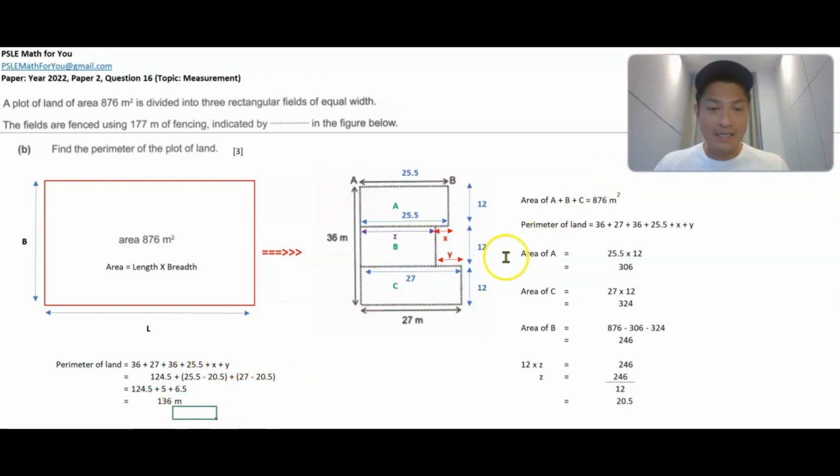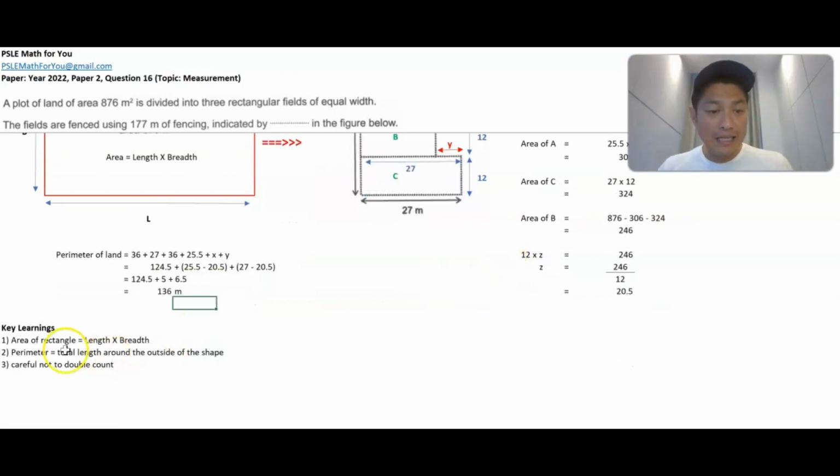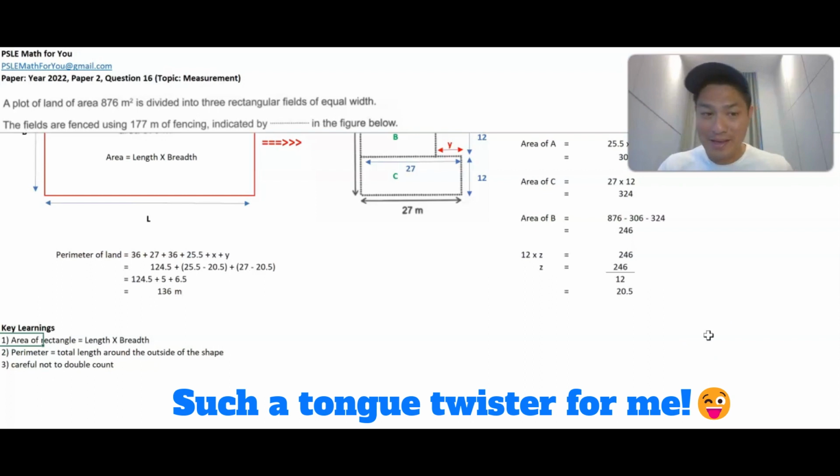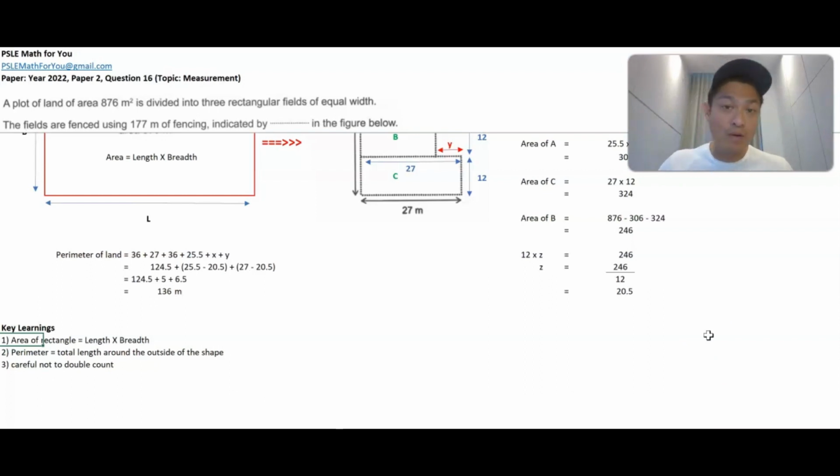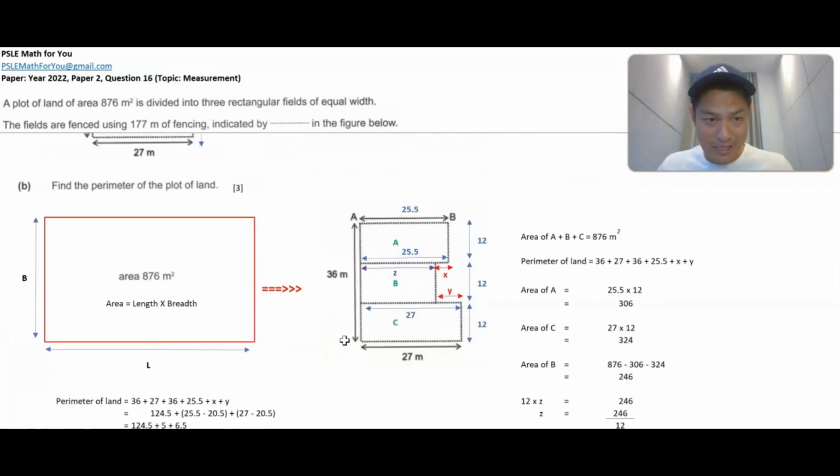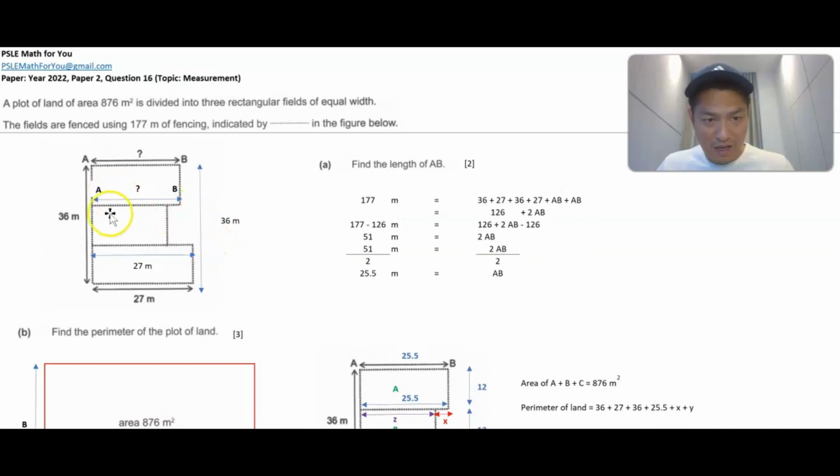Voila, this is the end of the questions. Key learnings: of course, you need to know the formula for the area of a rectangle. It's length times breadth. And the perimeter of any shape is the total length of the outside of the shape. Be careful with some of these questions, because as seen here, there could be confusion about whether we double count this length as well as the length of the smaller rectangle. So be careful not to double count.